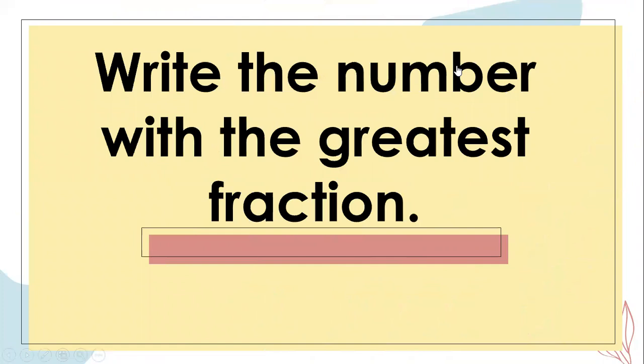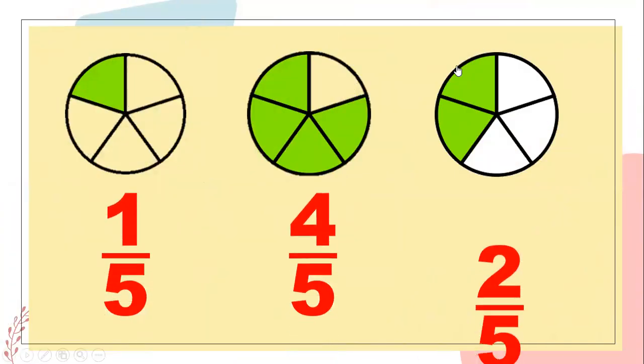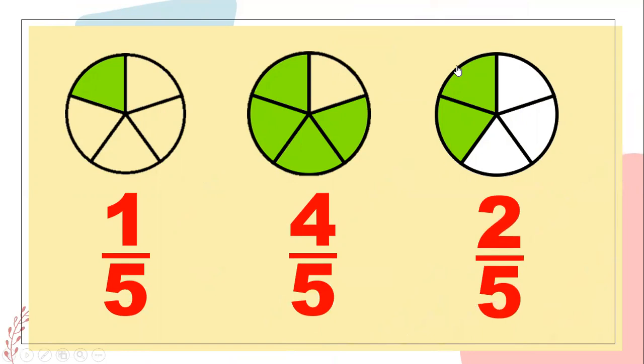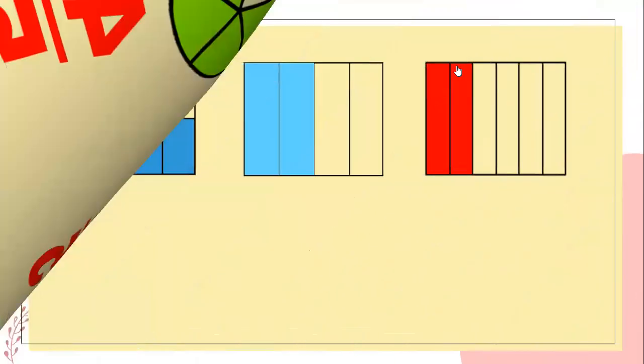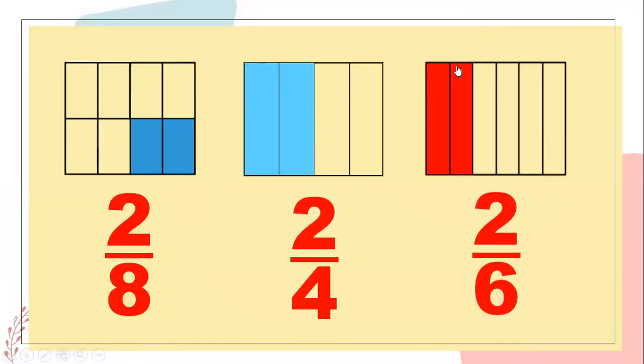Round 2. Write the number with the greatest fraction or the biggest fraction. 1/5, 4/5, or 2/5. What is the greatest fraction? The correct answer is 4/5. This is the greatest fraction. How about this? 2/8, 2/4, and 2/6. What is the greatest fraction? The correct answer is 2/4. This is the greatest fraction.